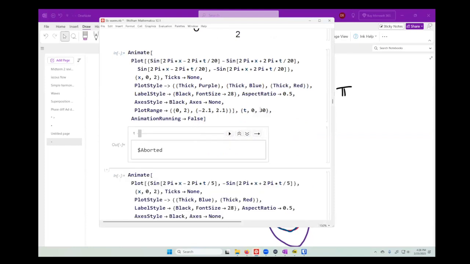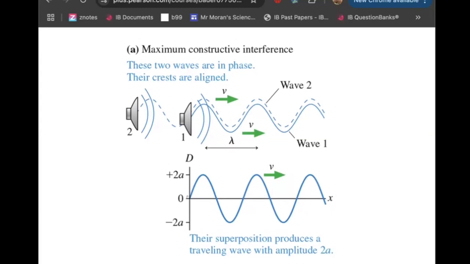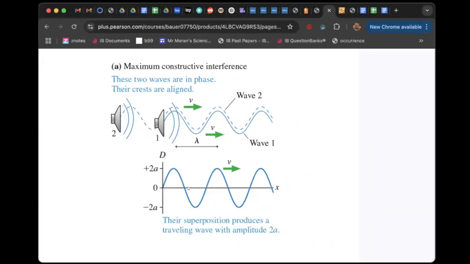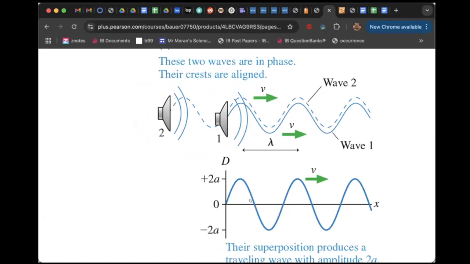Oh, but I see this diagram. Can I share my screen? Sure. I was looking at this diagram. There are points, for example right here, where it's like 0. Like this point right here. So I'm wondering, where the displacement is 0, right? Yes, but the amplitude is not 0. Wait, what's the difference between that?